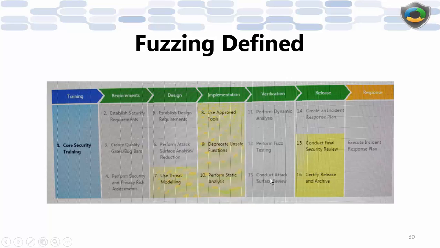All right, we've already talked a little bit about an attack surface review, and so we're basically getting toward the end here. Create an incident response plan, have a final security code review, certify, release, and archive, and execute your incident response plan. So again, the point is, as mentioned, we are talking about fuzz testing, which is in the verification, which is phase 5 of 7 phases.